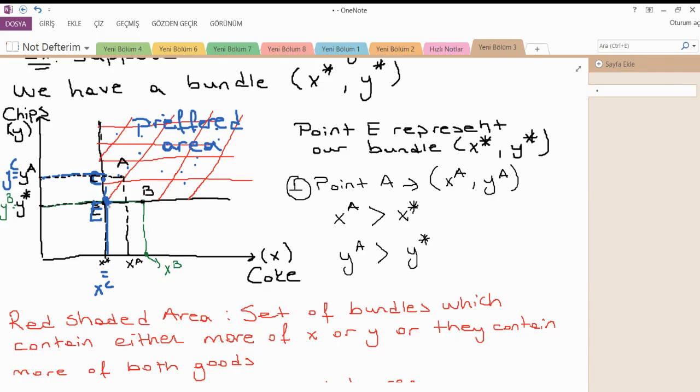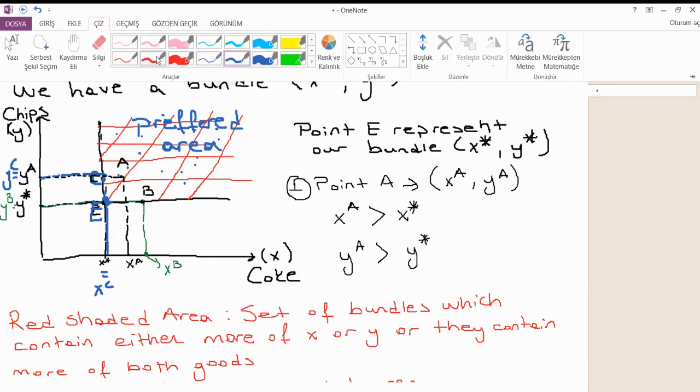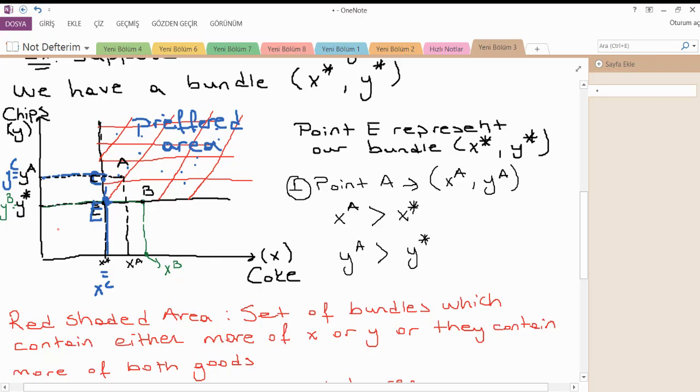So let's choose another point in another quadrant with another color, actually, with this color. Let's choose point D here, okay? Point D. Let's have a look at the combination that point D is representing. This is point D's chips quantity, and this is point D's coke quantity, actually. And here we have X star, our first bundle.